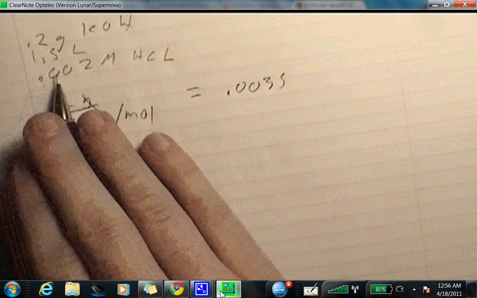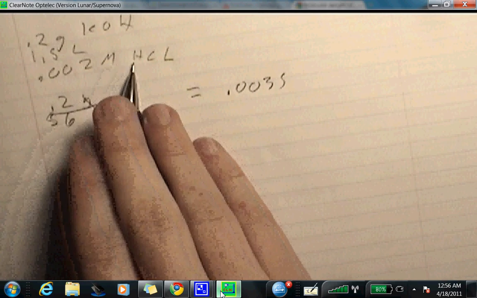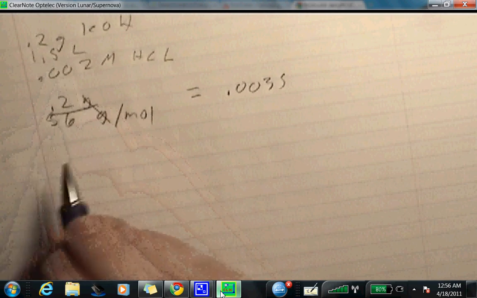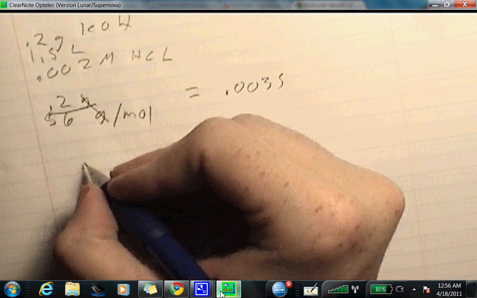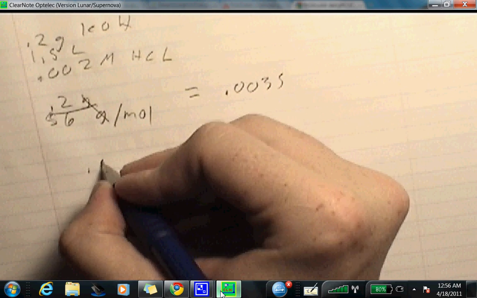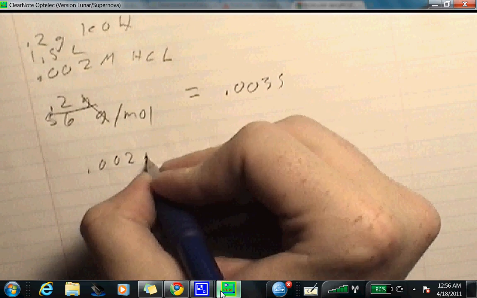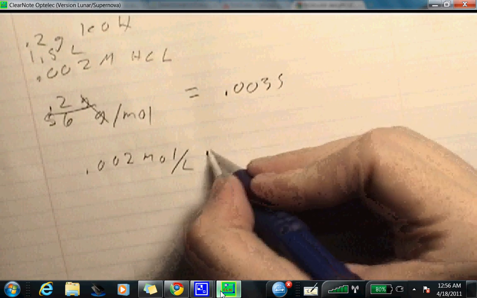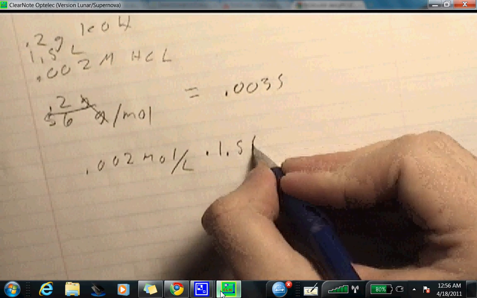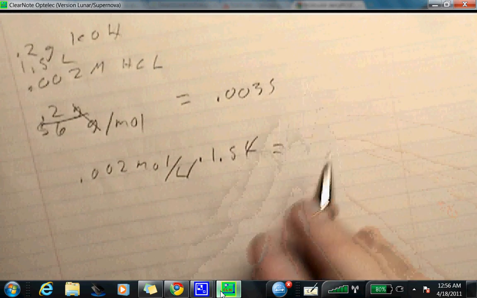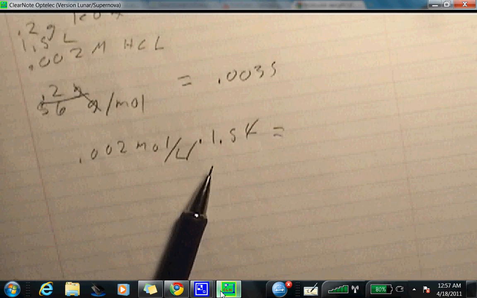Now we have 0.002 molar of HCl, but we have 1.5 liters. So we need to find out how much HCl that is. So we're going to take 0.002 moles per liter, times 1.5 liters. Liters cancel out, and we are left with moles.